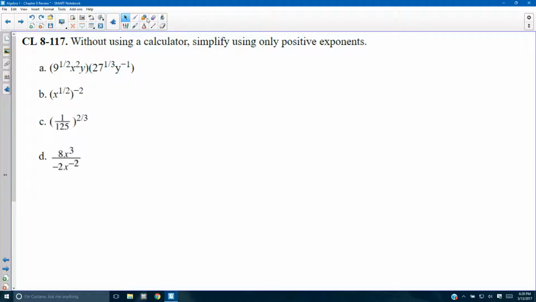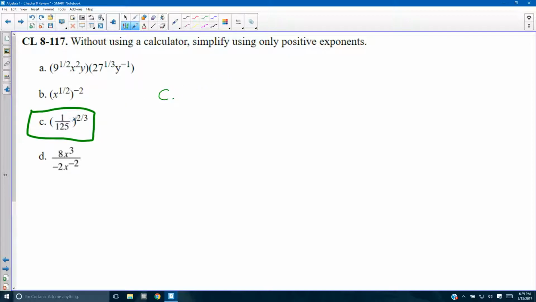C. 1 over 125 to the 2/3 power. Now, I understand this says without a calculator, and you know what? Normally, I leave you guys to be pretty calculator dependent. So if you weren't able to do this without a calculator, I understand. I still want you to recognize what is going to happen in this problem. Regardless, I am not going to use a calculator.